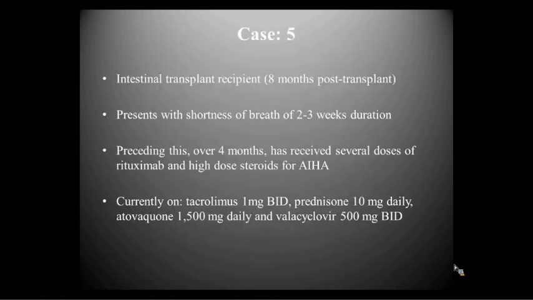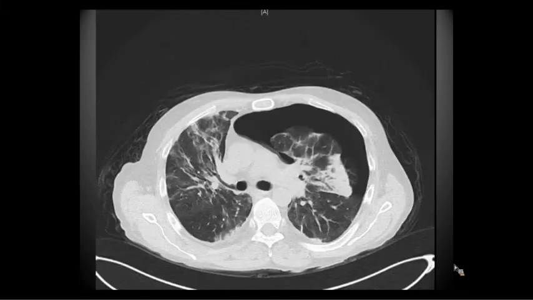All right. We have another patient, an intestinal transplant recipient, who's 8 months post-transplant, coming in with shortness of breath. He's had a rough course, he's had rituximab, high-dose steroids, so he's pretty immune suppressed for someone who's 8 months out. And these are his meds. He's maintained on atovaquone, valacyclovir, in addition to his immune suppressants. And this is what he has on his CT scan. What do you guys think?